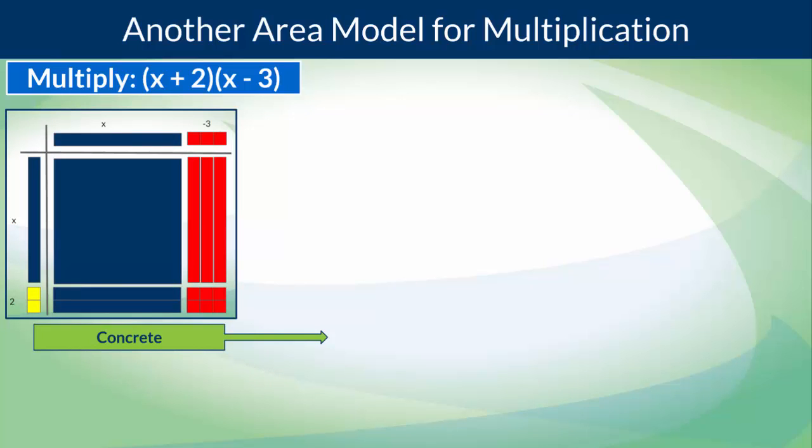Across the top, we could lay our x minus 3, and along the sides, we lay in our x plus 2, and then we fill in blocks to figure out what is the result of this by looking at the area that's bounded by the region.